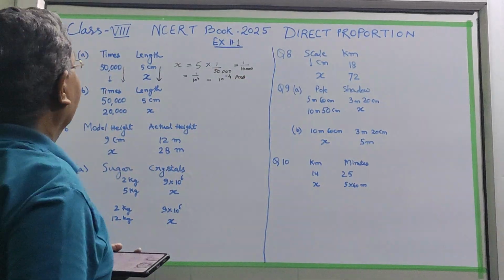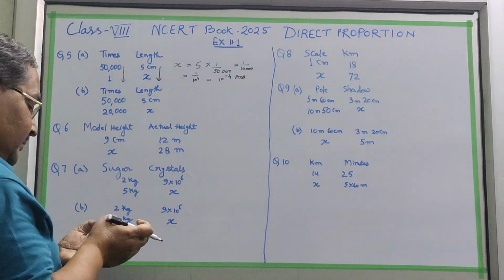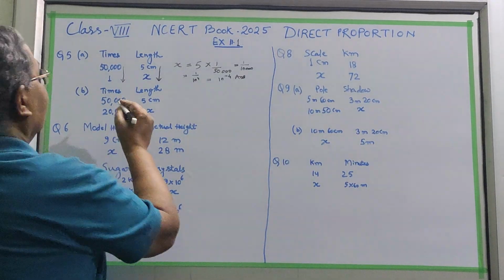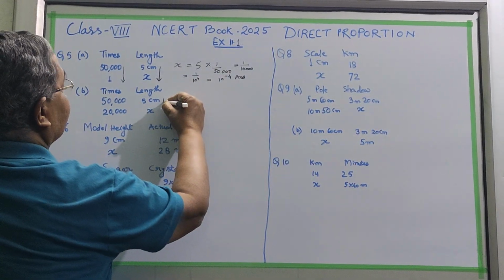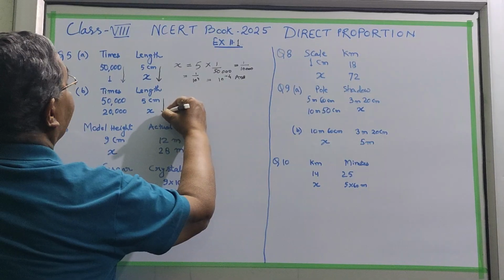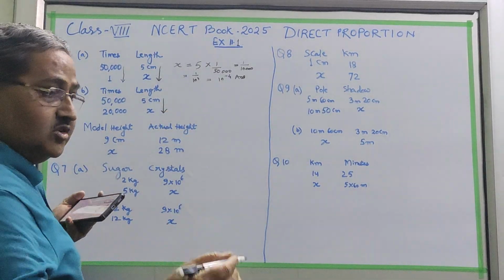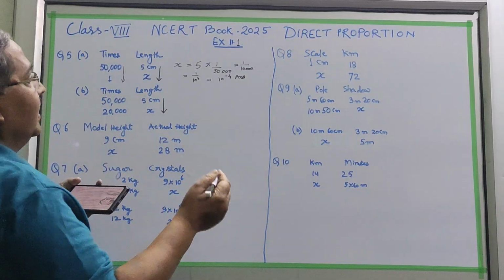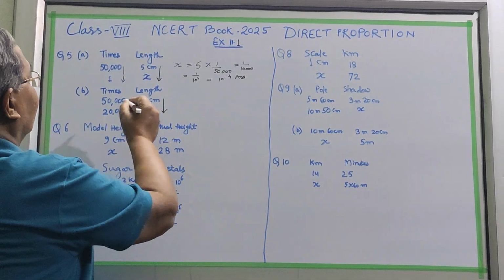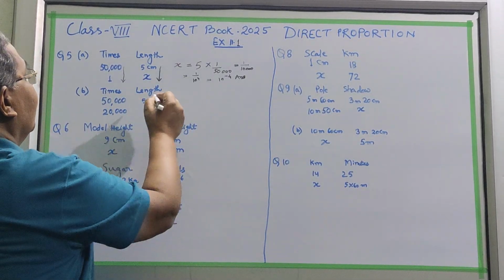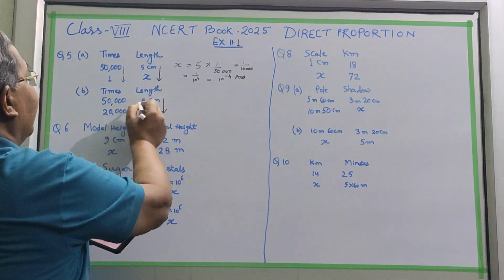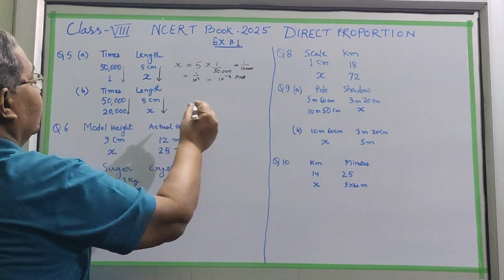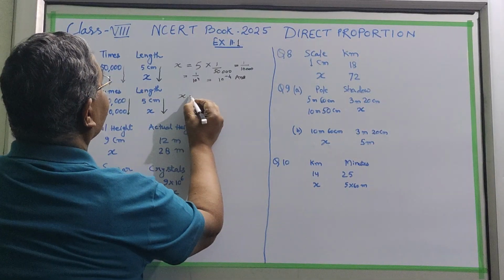Okay. Now coming to the second part of the question, if the photograph is enlarged 20,000 times. So here also the same thing, if the times is increased, length is also increased. If length is reduced, size is also reduced. So it is a direct proportion. Both are in direct proportion. So one arrow will be like this, and being a direct proportion question, this arrow will also go downward.